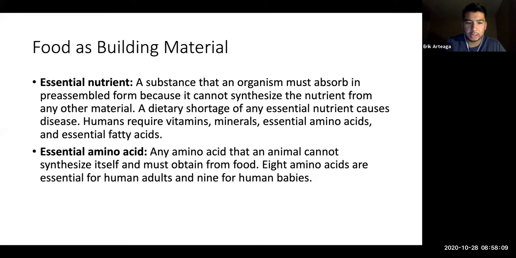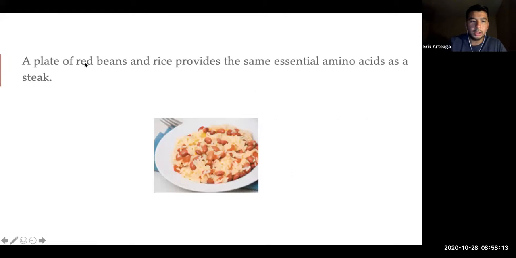8 amino acids are essential for human adults and 9 for babies. Okay. So a plate of red beans and rice provides the same essential amino acids as a steak. So there's a misconception here, right? That we can't get all of our nutrients directly from plants, but for the most part we can. And a lot of the grains that we have are supplemented with iron as well as folate, so B12.